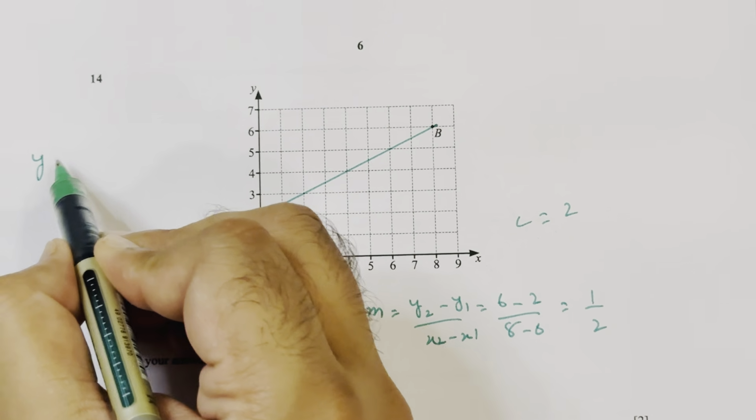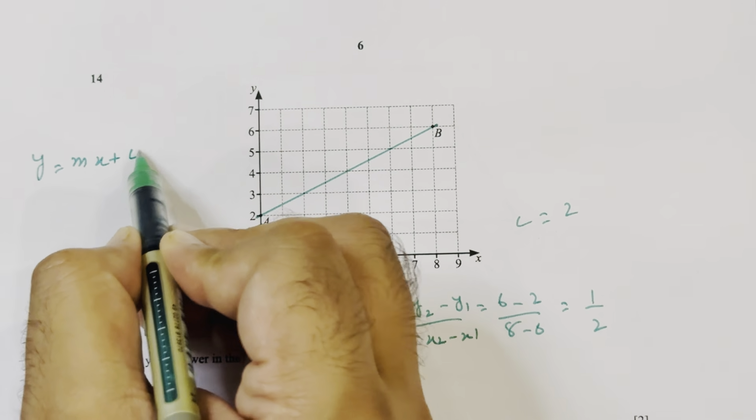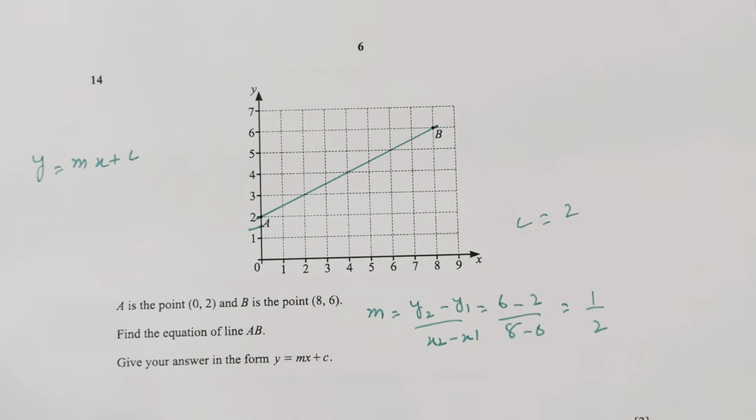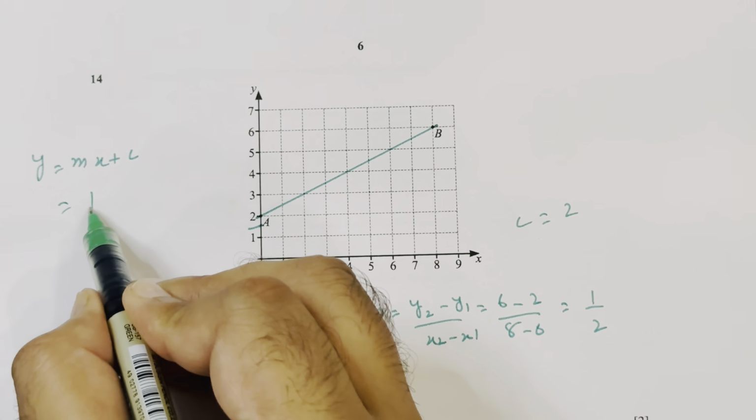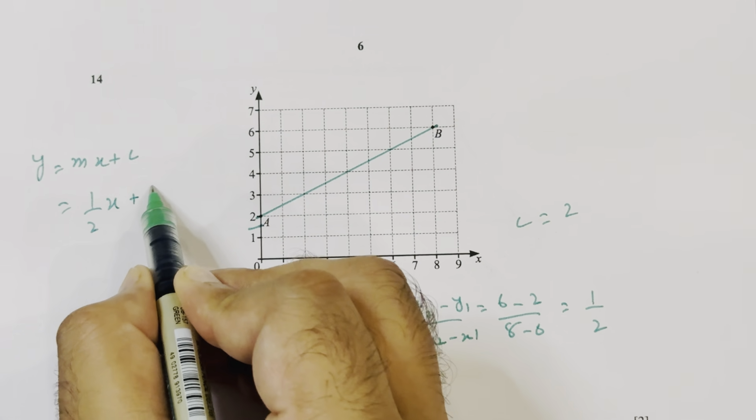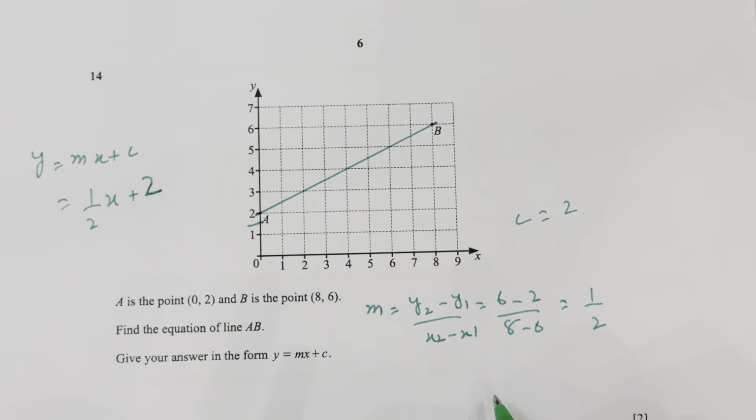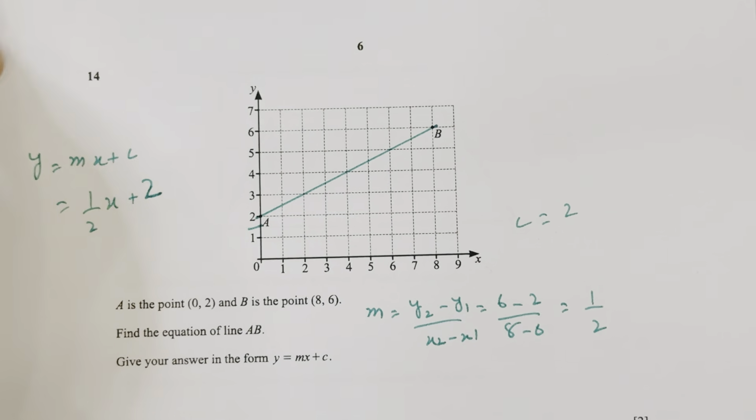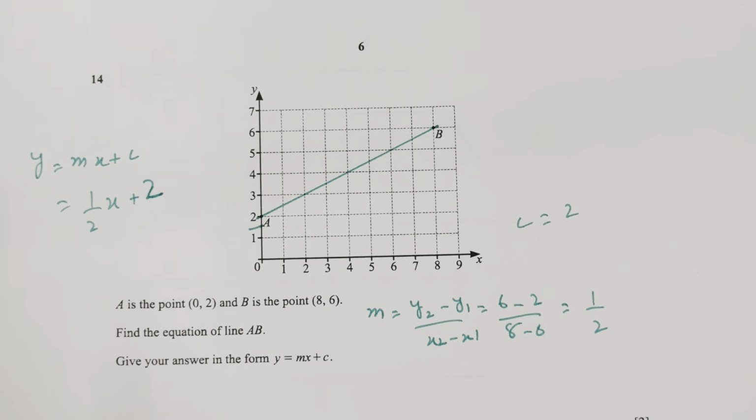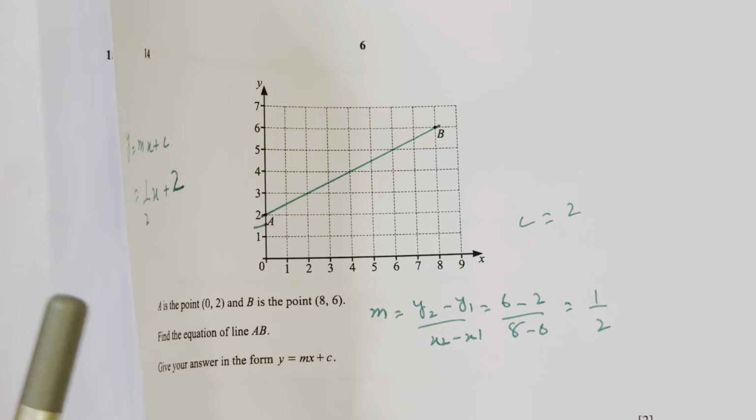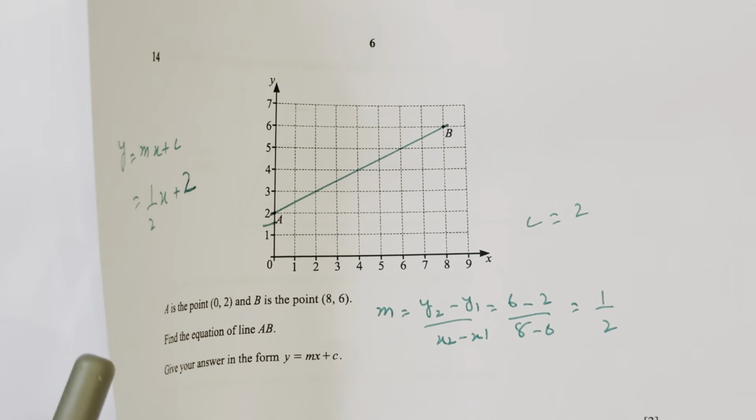Now apply this formula, y is equal to mx plus c. You're going to get your answer. The m value is 1 over 2 and the value of c is 2. So you get the answer, 1 by 2 x plus c. So our answer is y is equal to x by 2 plus 2.